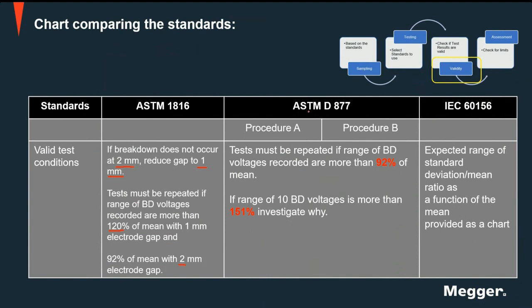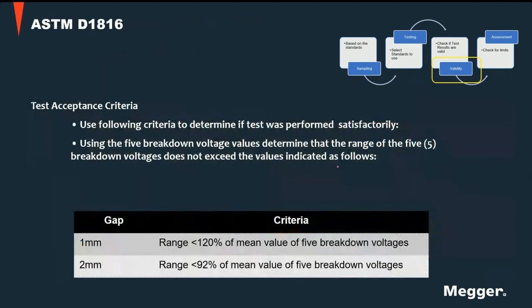So for 1816 here, the test must be repeated if the range of breakdown voltage recorded is more than 92% of the mean value. And if the range of 10 breakdown voltages is more than 151%, investigate why. For the IEC, we use a graph, the expected range of standard deviation divided by the mean ratio as a function of the mean, provided as a chart. So we're using the chart, and I will explain later.